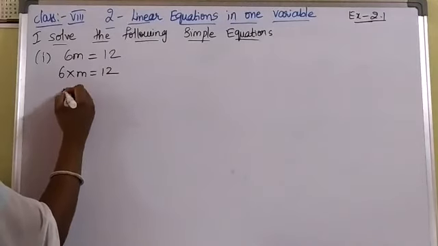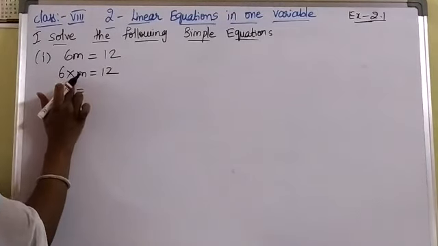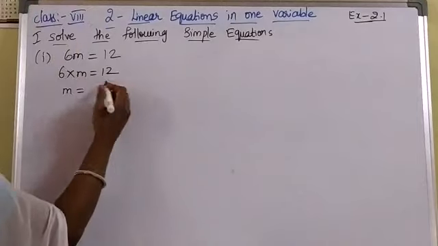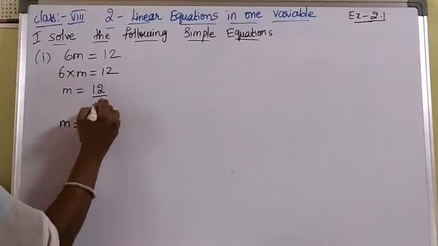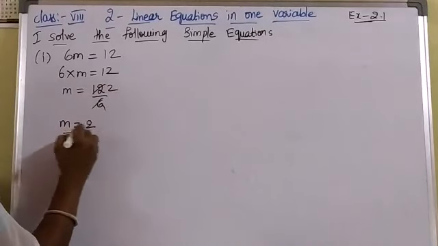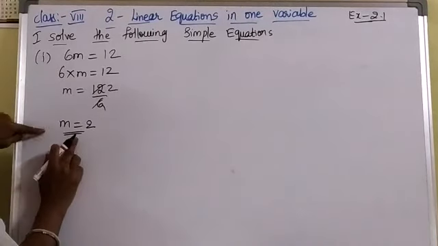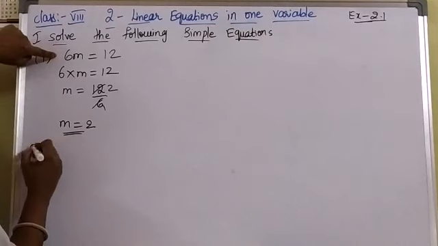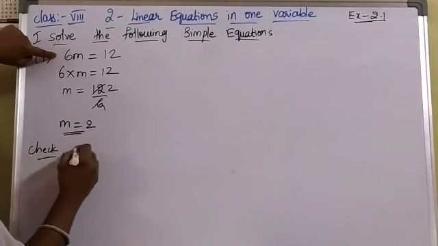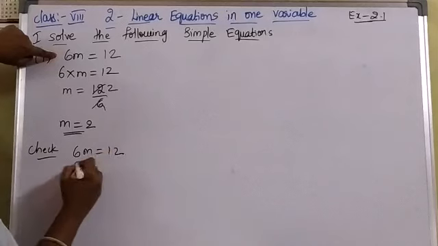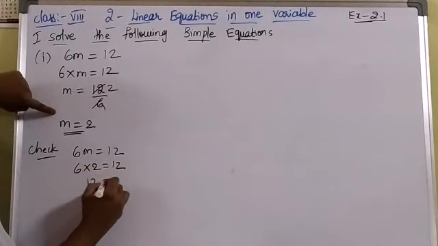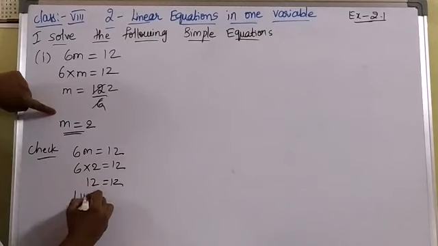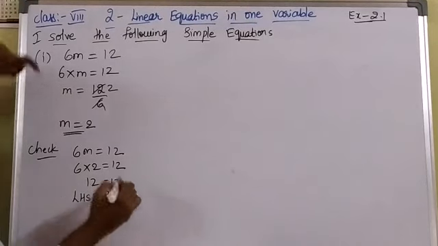So transpose. So what is m here? Here 6 is under multiplication. When multiplication transposes to the other side it will become division, right? Now m is nothing but 12 by 6, 6 2s are 12, so m is nothing but 2. If you substitute m equal to 2 in this question, this is the check, right? 6m equal to 12. Now 6 into m, what you got here, 2, equal to 12, that is 6 2s are 12 equal to 12. Here you get LHS equal to RHS, right?